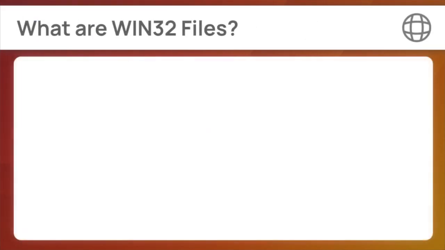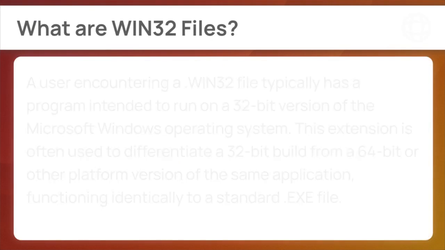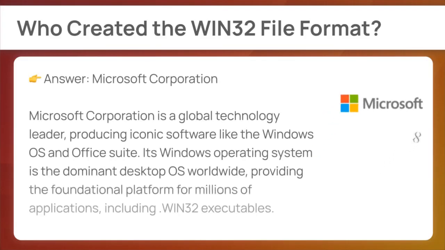A user encountering a Win32 file typically has a program intended to run on a 32-bit version of the Microsoft Windows operating system. This extension is often used to differentiate a 32-bit build from a 64-bit or other platform version of the same application, functioning identically to a standard .exe file.